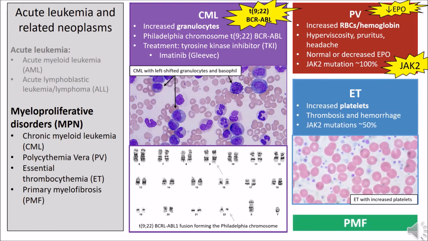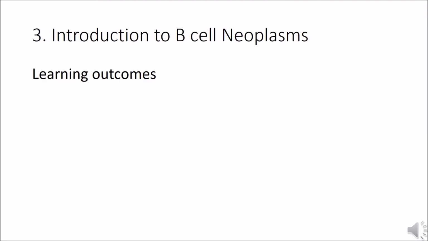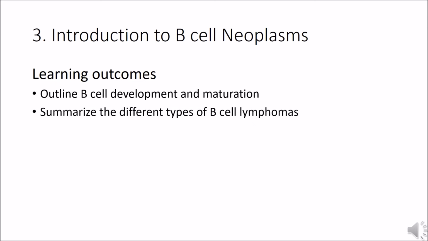Similar to ET, primary myelofibrosis is a disorder of megakaryocytes. However, unlike ET, PMF, like the name suggests, manifests with bone marrow fibrosis. This fibrosis wraps around the cells, making it difficult to aspirate, producing a so-called dry tap during a bone marrow biopsy. By the end of this section, you will be able to outline B-cell development and maturation and summarize the different types of B-cell lymphomas.